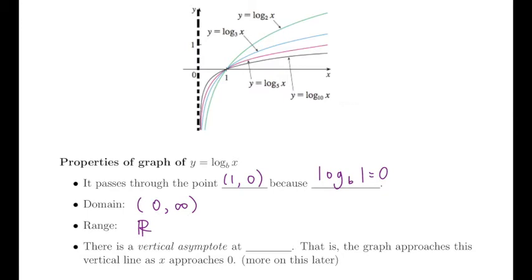Now, as I discussed earlier, there is a vertical asymptote at the y-axis, and the equation of the y-axis is x equals 0. A vertical asymptote is a vertical line that the graph gets closer and closer to. And we'll talk more about vertical asymptotes in terms of calculus later in the course.